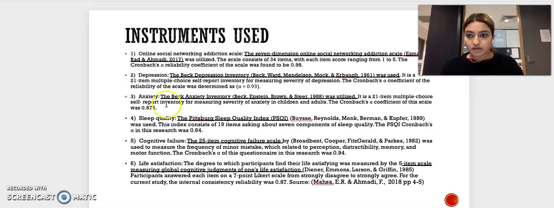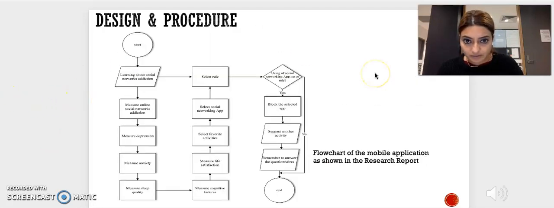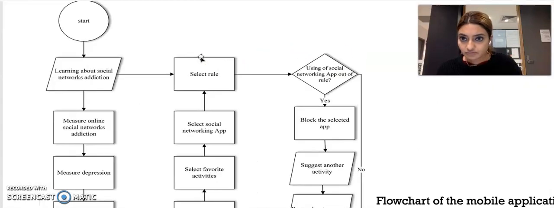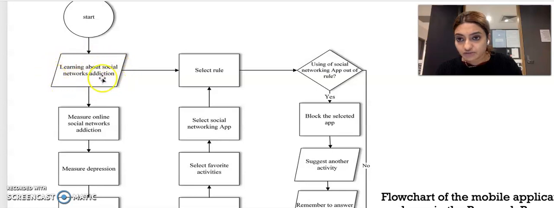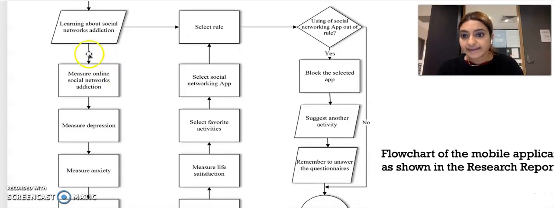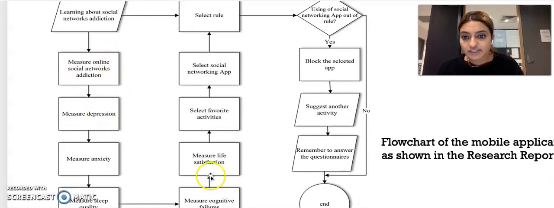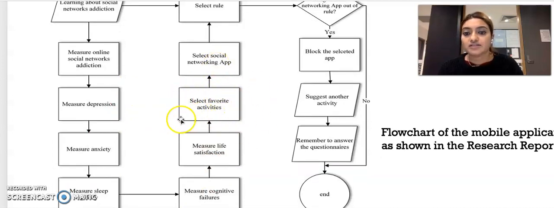Now, this is a flow chart of exactly how the mobile app worked. So the 100 participants in the intervention group were sent this app. The initial phase informed the participants about the negative consequences of social media. It then got them to answer 6 questionnaires, after which they were asked to select certain favorite activities to replace social media.